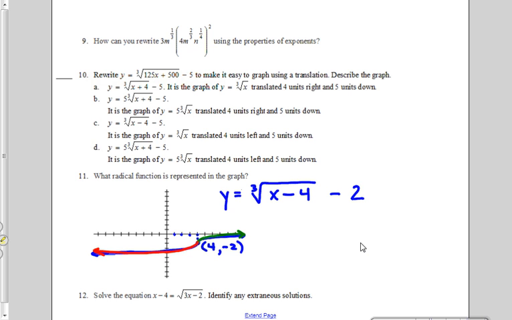Number 1 says, rewrite this problem to make it easy to graph using a translation and describe the graph. So if I was looking at this problem on a multiple choice test, I would start by graphing this on my calculator. The cube root of 125x plus 500 minus 5. So I'm going to go to my calculator and plug it in. I'll hit pause for now.